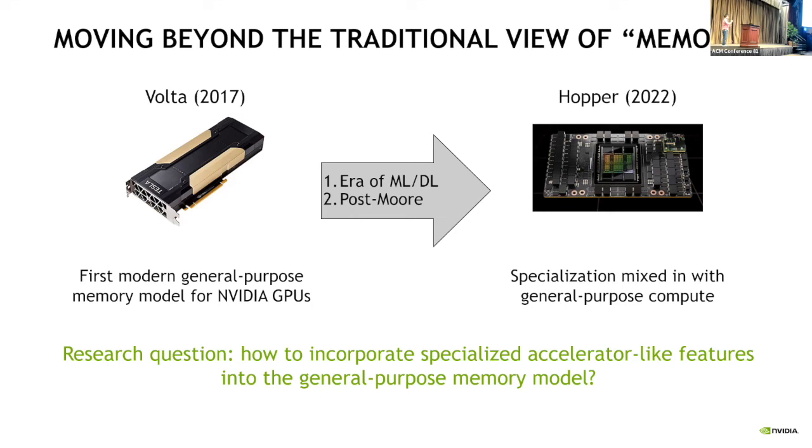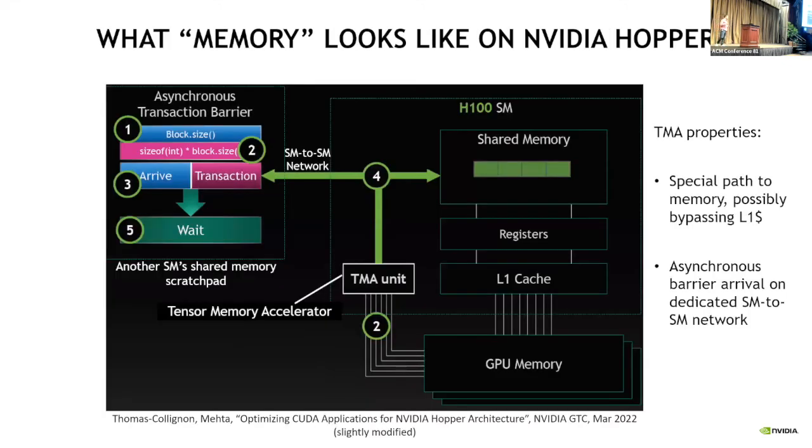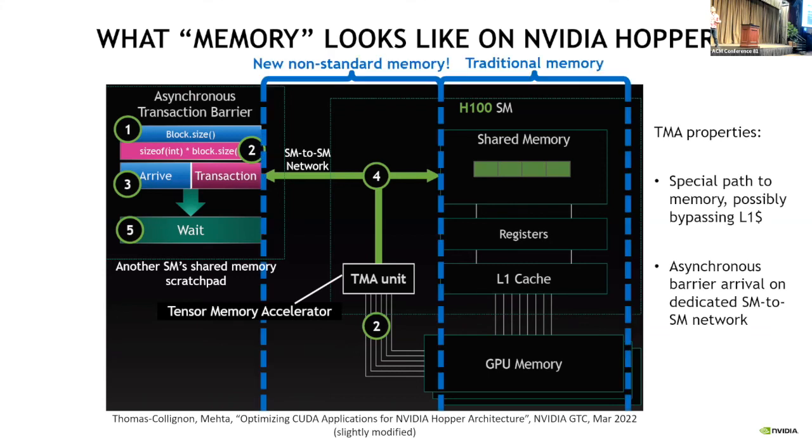So I'm showing Hopper here on the right. That's our newest architecture generation. And let me zoom into a picture of what memory looks like on NVIDIA Hopper. This is a slide I borrowed from a GTC talk earlier this year. This is actually new information that has gone out publicly since the release of the paper itself, so this part itself isn't actually in the paper. There's a bunch of stuff going on here. I'm not going to go into all of it step by step. You can refer to the GTC talk for the details.